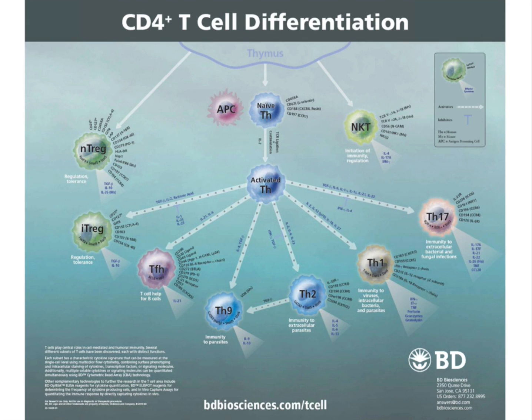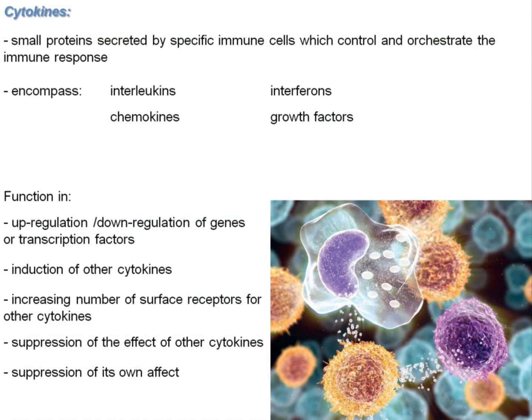And also, if we want to study their function, we need to look at the cytokines that these cells are producing. So let's think about cytokines firstly. Cytokines are just small proteins that control and orchestrate the immune response. They are secreted by the cells and they interact with nearby cells, and they encompass a lot of terminology such as interleukins, interferons, chemokines, and growth factors. They have various functions from downregulating or upregulating transcription factors, induction of other cytokines, suppression of other cytokines, and even feedback where they suppress their own effect.